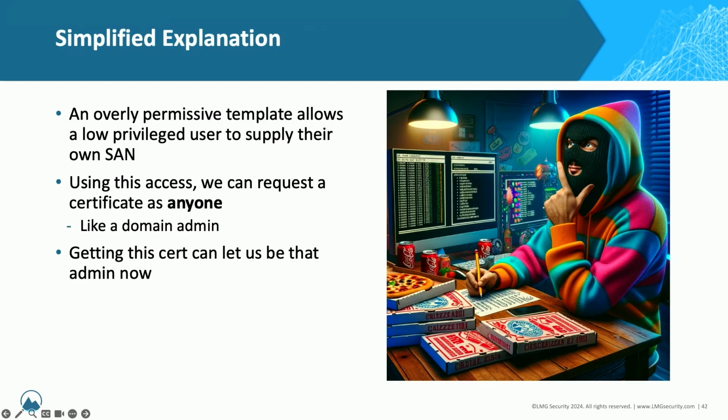So, simplified explanation, Tom. Yeah, so the example we're about to show you is where we're requesting a certificate using a vulnerable template, and we're going to say, well, we don't want the certificate for ourselves. We want the certificate for, let's say, a domain administrator. So then we can literally go request a certificate for a domain administrator and actually assume their identity.